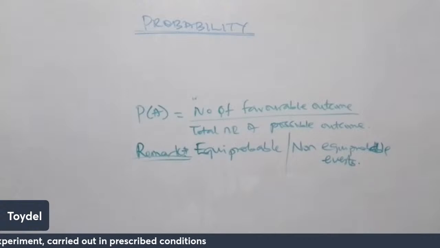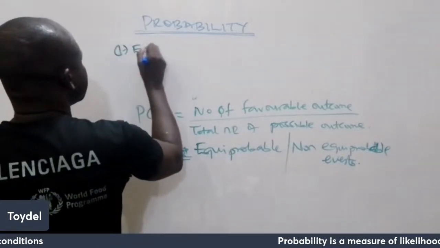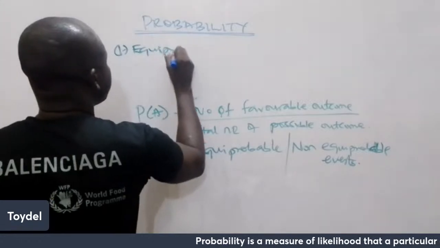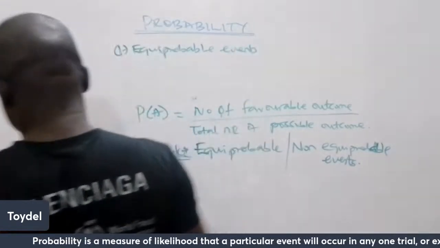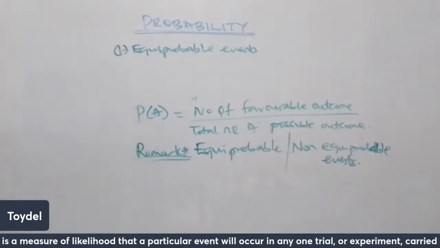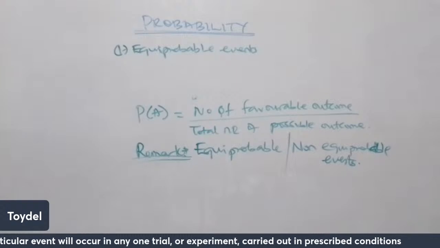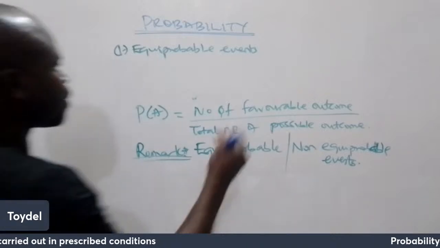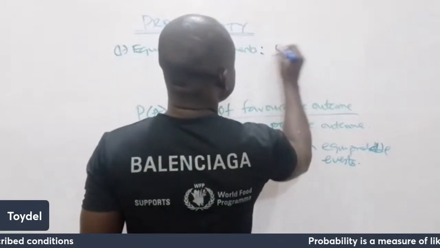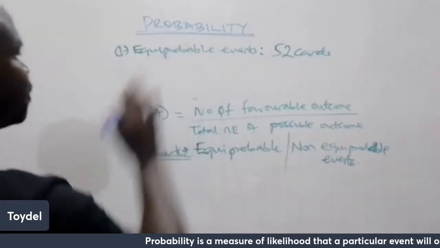Equiprobable events are events with items having equal number of elements. For example, when we have a well shuffled pack of cards, for people that play cards, I think there are 52 cards there. So whatever you want to do cannot exceed 52.